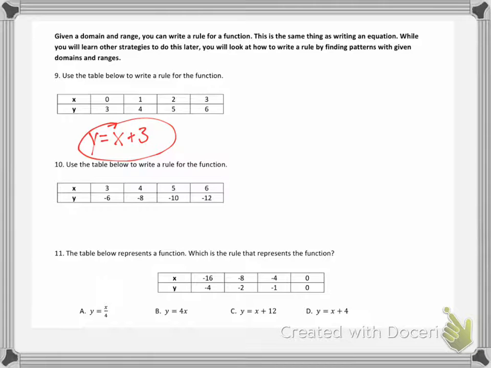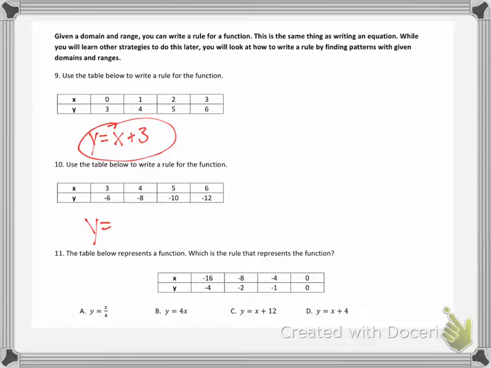But remember, you are looking for the same pattern in each column to figure out what the rule would be. So if I look at the second column from 4 to -8, multiplying by -2 works, but subtracting 9 doesn't. So we're going to go with multiplying by -2 and see if that checks out with the rest of them. 5 times -2 gets me -10. 6 times -2 gets me -12. That seems to work out pretty nice.